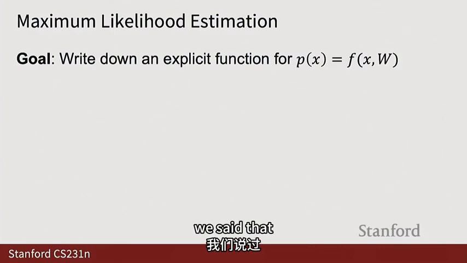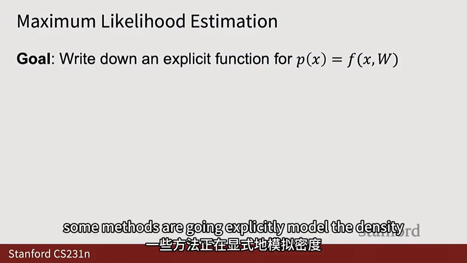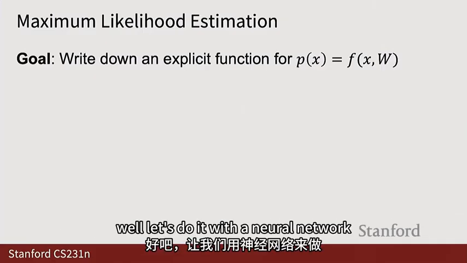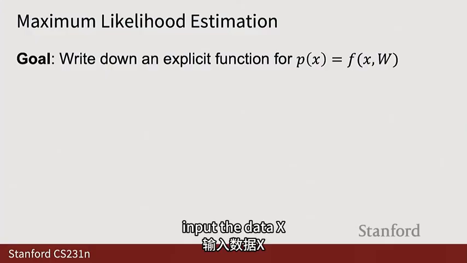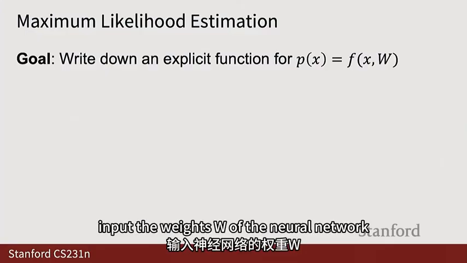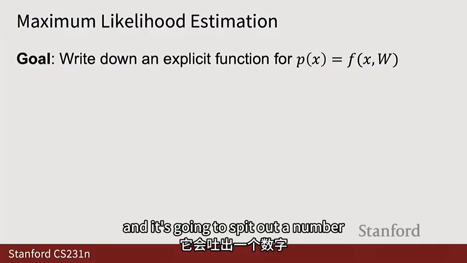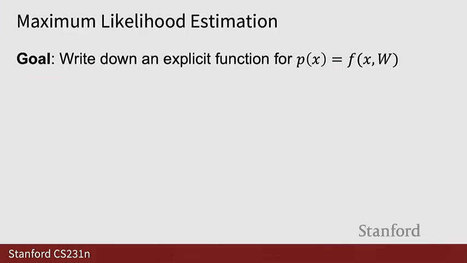We said that some methods are going to explicitly model the density. Well, let's do it with a neural network. Let's write a neural network that's going to input the data X, input the weights W of the neural network, and it's going to spit out a number that's going to tell us what is the density.